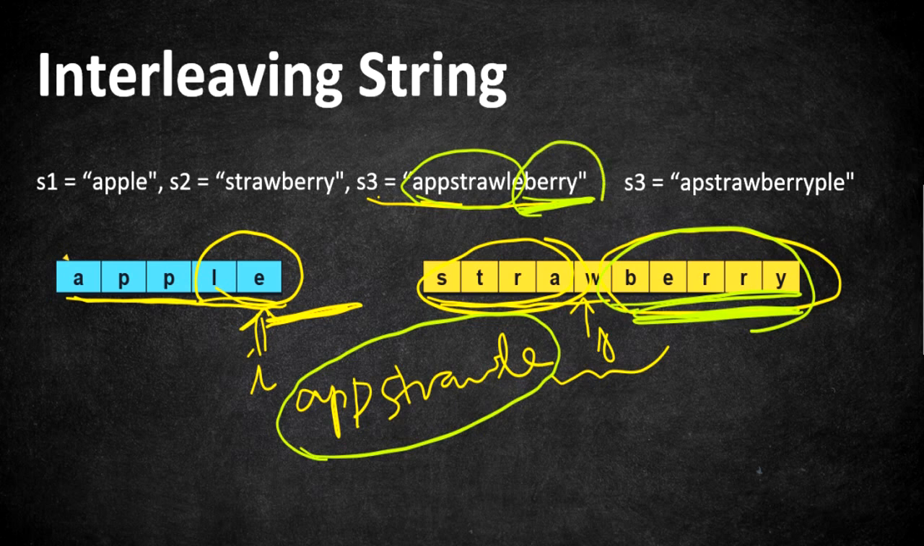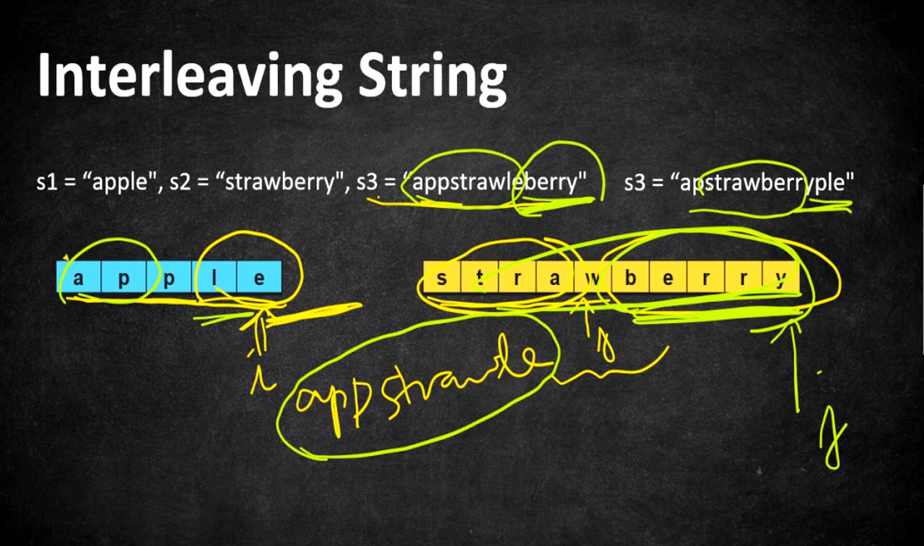Also consider another S3, which is again the interleaving of string 1 and string 2 given here, which is the formation of AP from our first word, strawberry from our second word, and PLE from the first word. So in this case, we have reached J at the last character in our S2. So what is left here is nothing but the rest of the string in our S1. So in both cases, we are going to return true.